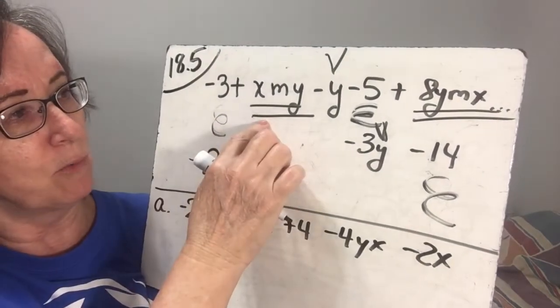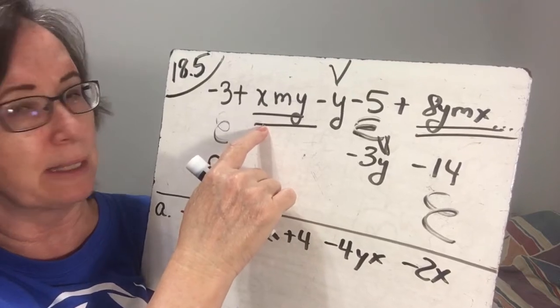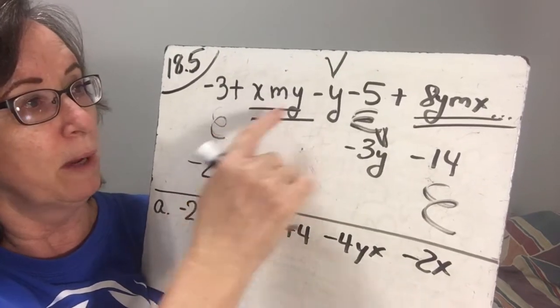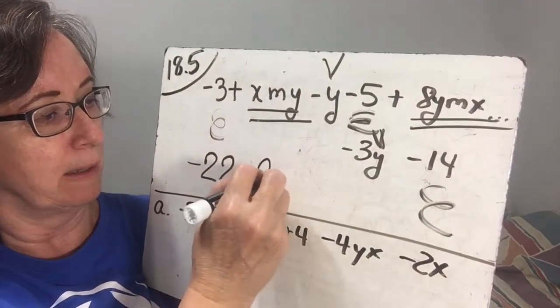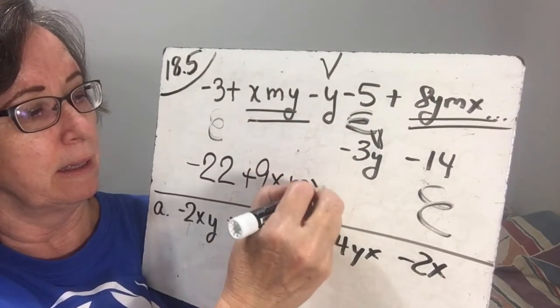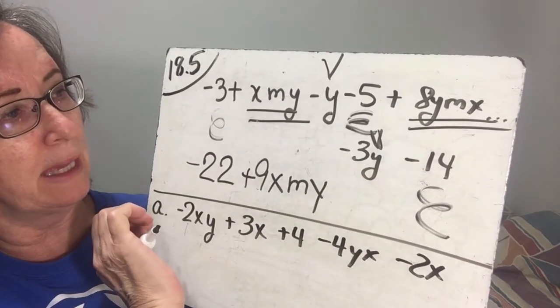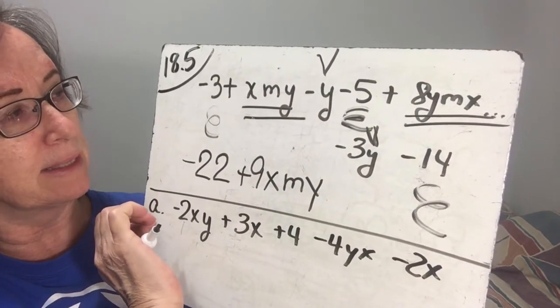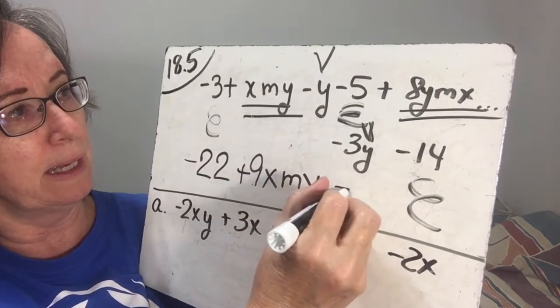We have an x and y plus an 8x and y. Remember, this is a 1x and y. 1 plus 8 is 9x and y. And then we have a negative y and a negative 3y. And that is it for the y terms. So we get a negative 4y.